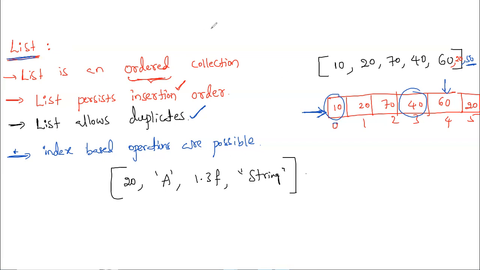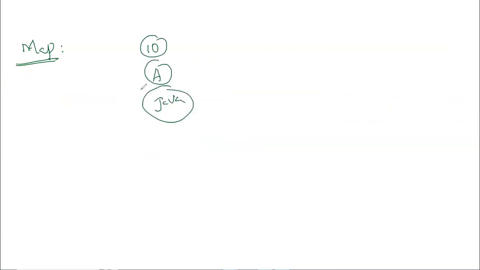The third one is nothing but Set. Sorry, Map. The collection Set and the collection List store elements as individual objects. It's a group of elements, but they are individual objects. Here, a single value like a number 10, or a character, or a string, is an individual value. This type of value is not possible to store by using a Map. So its purpose is different.